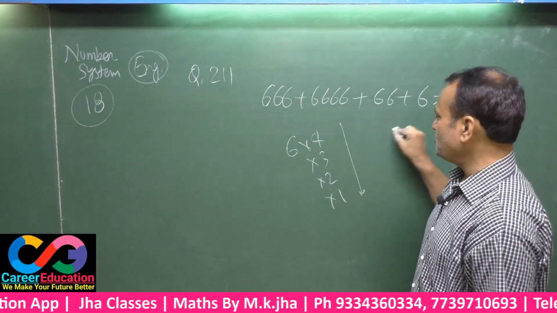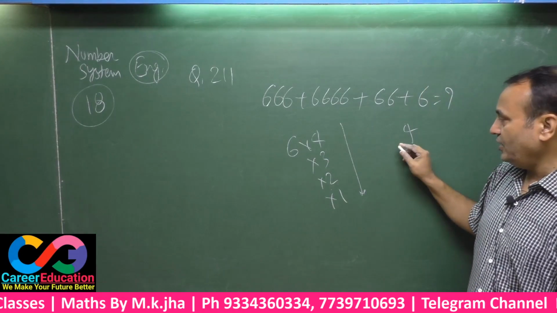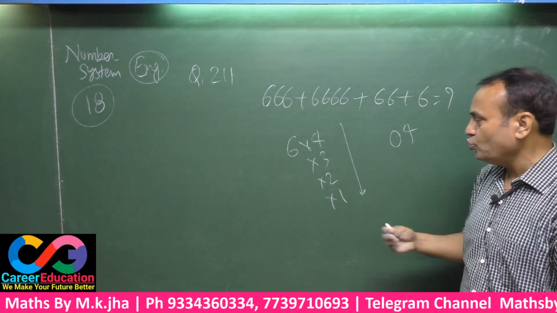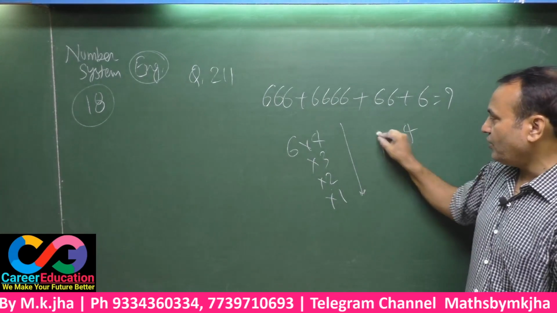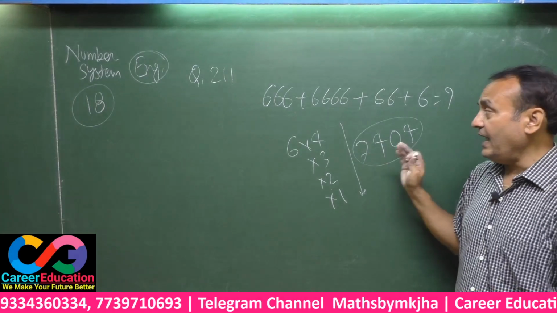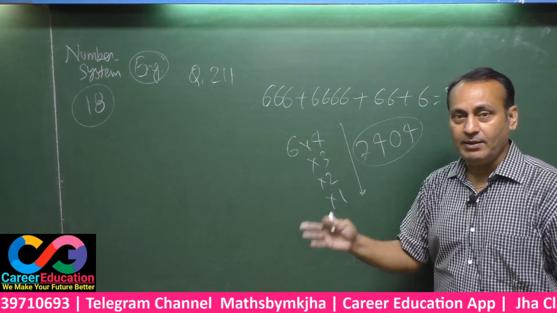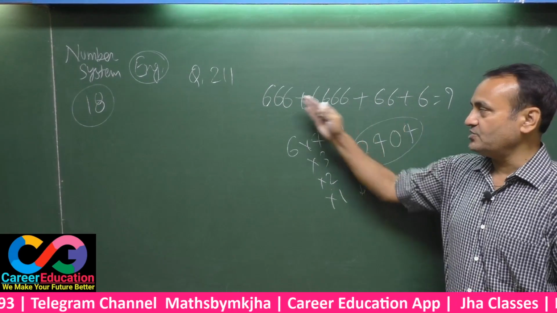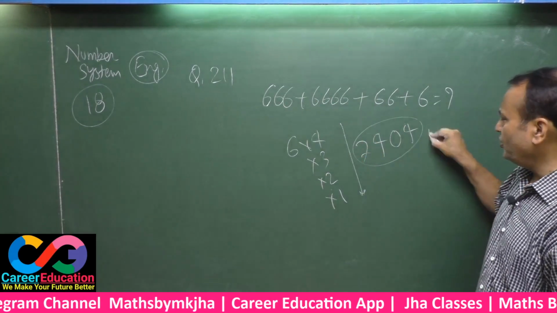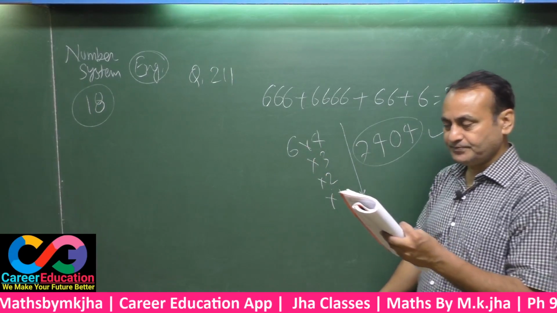Now see, 6 4s are 24, 2 remaining. 6 3s are 18, plus 2 is 20, 0, 2 remaining. 6 2s are 12, plus 2 is 14, 1 remaining. 6 1s are 6, plus 1 is 7. This is your final answer, as each and every term is available there: single 6, double 6, triple 6, four 6s. That means no need to subtract anything. This is your final answer. Note down.